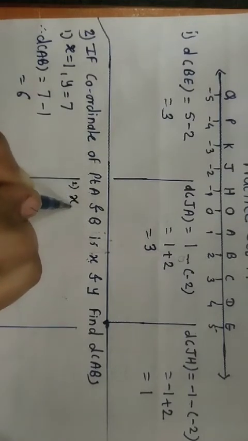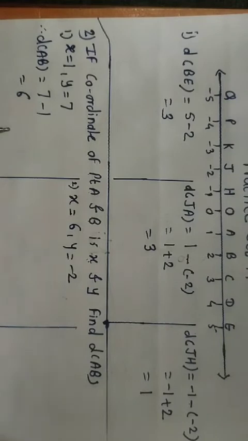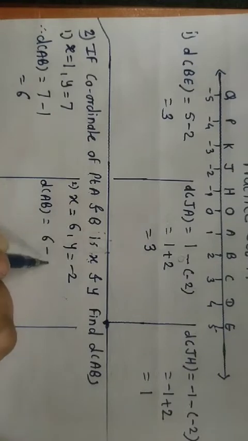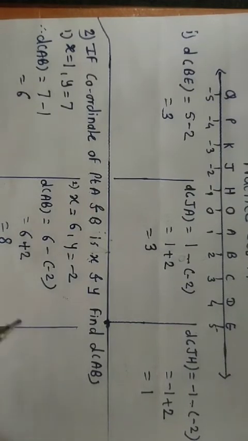Second, x is equal to 6, y is equal to minus 2. So distance AB is equal to 6 minus (minus 2), which is equal to 6 plus 2, which is equal to 8.